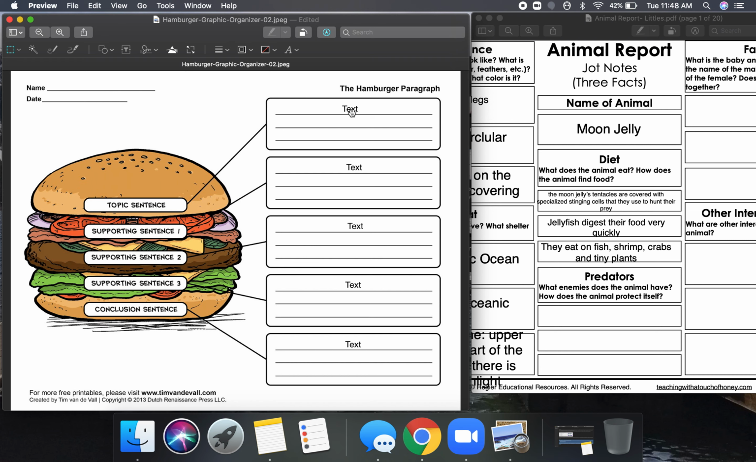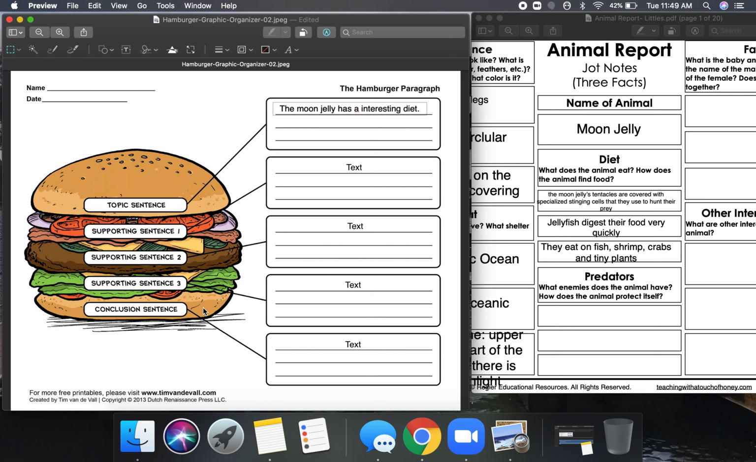Okay, so let's go ahead and write our first bun sentence, or our topic sentence. Now remember, this paragraph is all about the diet, right? So I'm going to say what I'm talking about. So the moon jelly. And this entire paragraph is going to be focused on the moon jelly's diet, or what it eats. Okay, so I can say the moon jelly has an interesting diet.